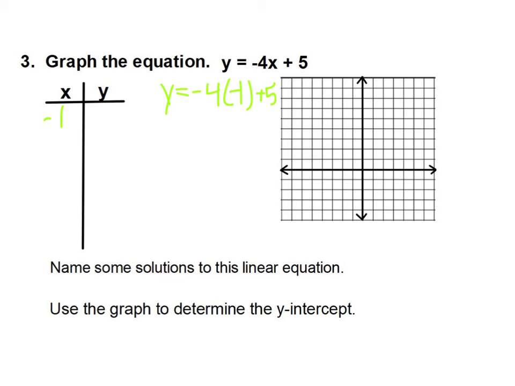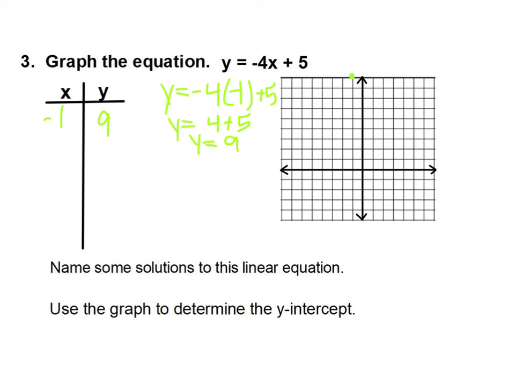And it's good to show your work just in case you make a mistake and you can go back to it. So y equals -4 times -1 is +4 plus 5, which equals +9. So we have -1, 9. And actually, I think I am going to plot this one right away. So -1, 2, 3, 4, 5, 6, 7, 8, 9. Oh, it's at the very top.